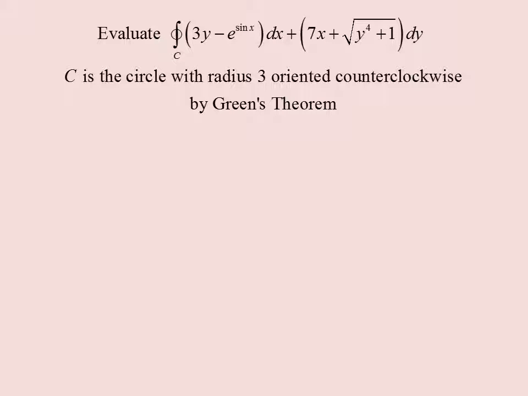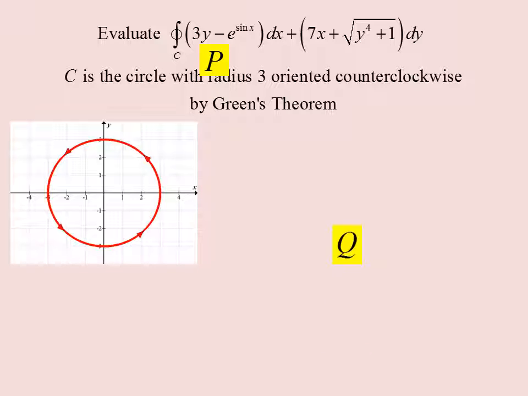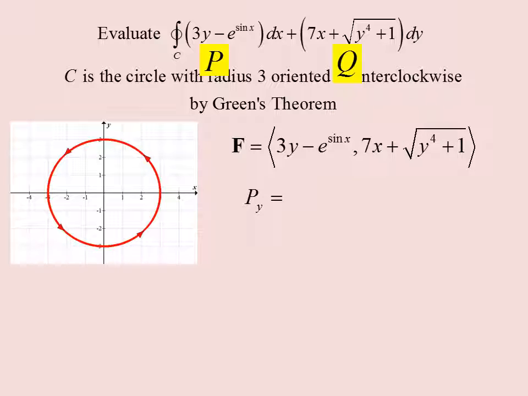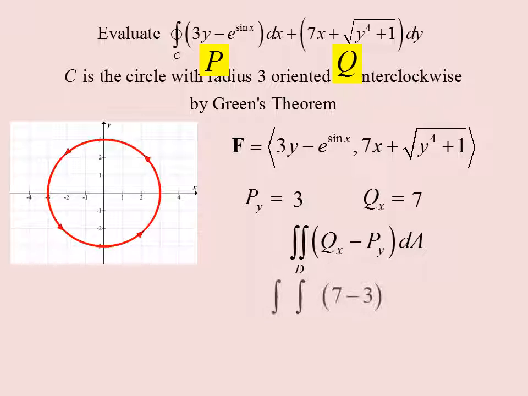So to evaluate this line integral on the closed curve described as the circle with radius of 3, oriented counterclockwise, here's how we would utilize Green's theorem. Well, we'll take the P and the Q from the dx and the dy. That would be our vector field components. We'll do the derivative of those, derivative of P with respect to y, derivative of Q with respect to x. So our integrand would be 7 minus 3.